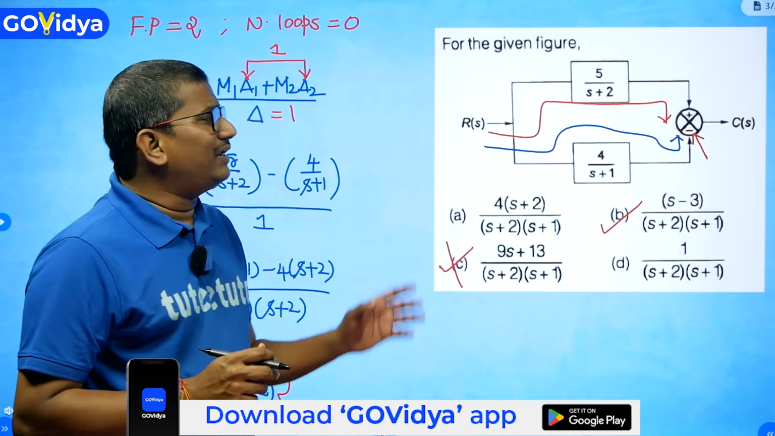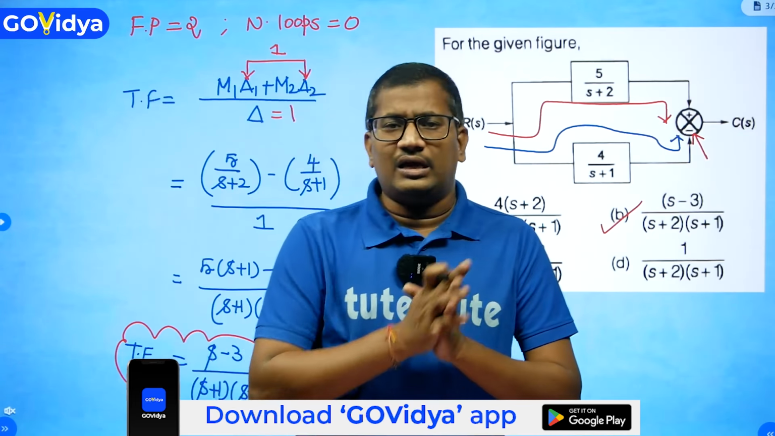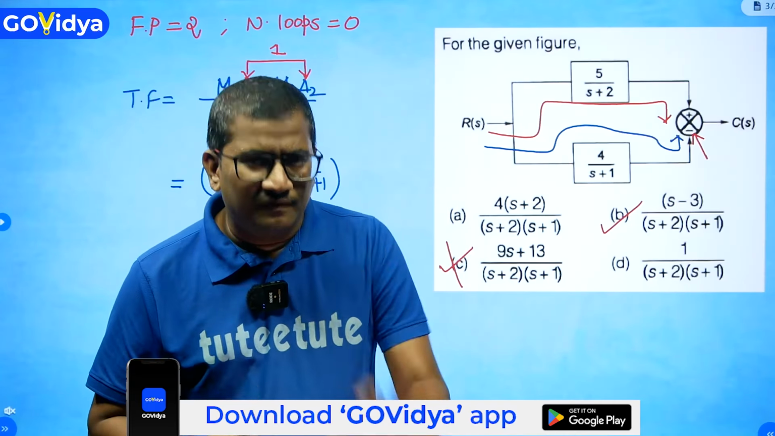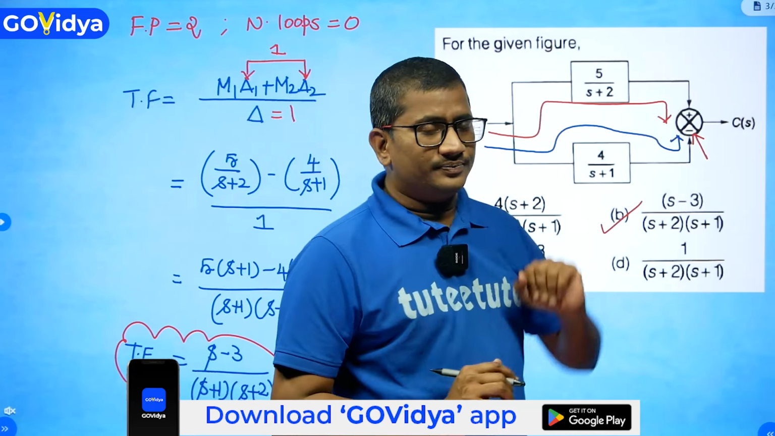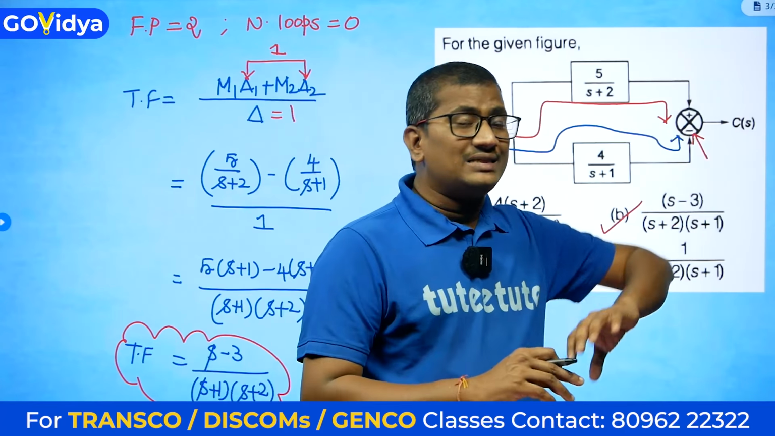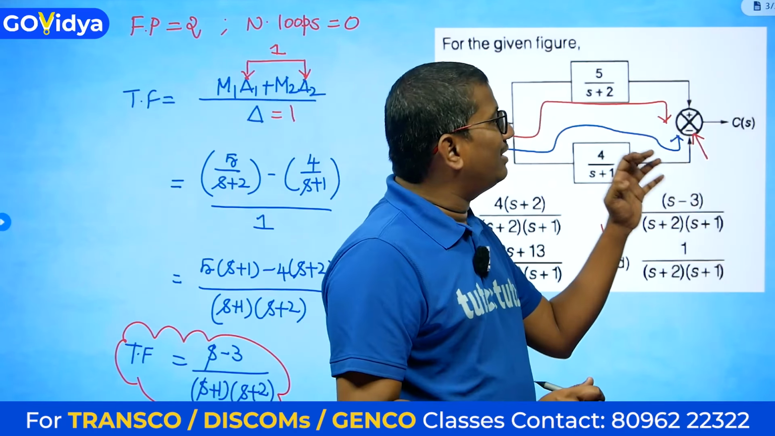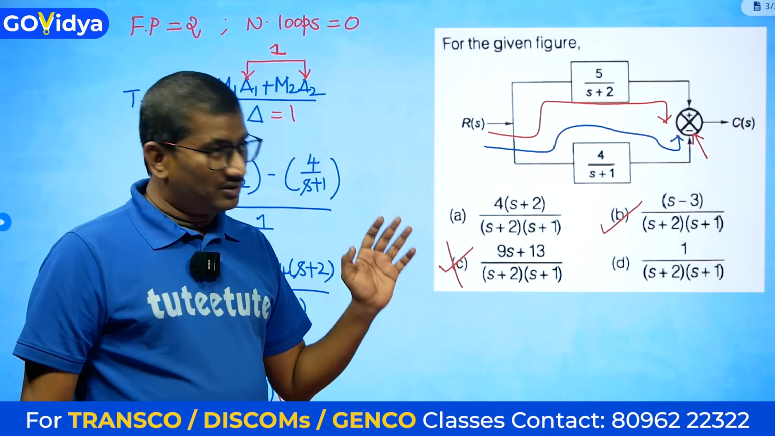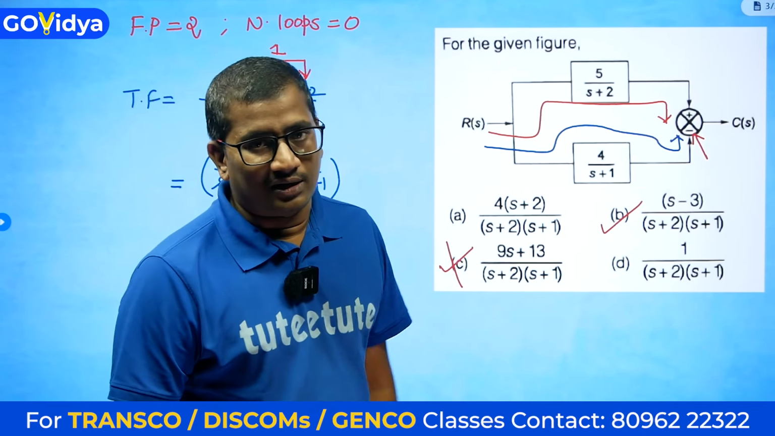Understand? Remember, whenever you are doing any conversion from block diagram to signal flow graph, the sign is very important. If you overlook it, you assume that forward paths are always positive. No, it's not like that. Depending upon the sign, it is like a trap. Usually you might fall into this trap. So definitely you will get this option as the correct answer, but to be frank, it is not correct. This is the correct answer.